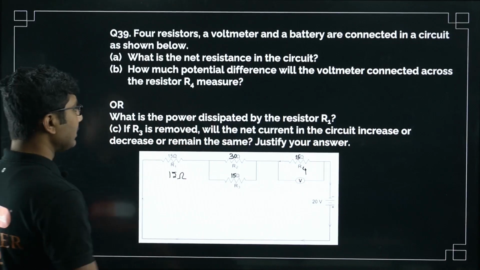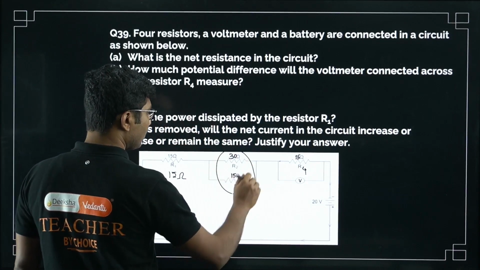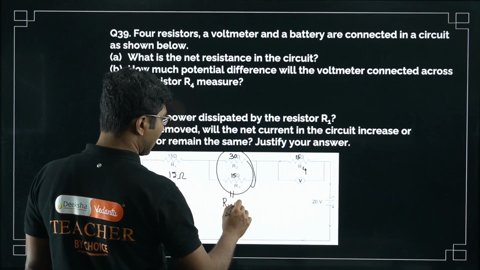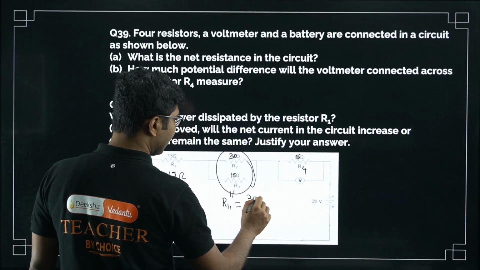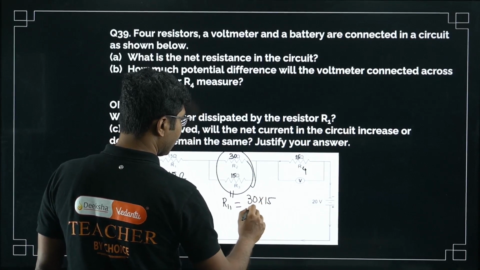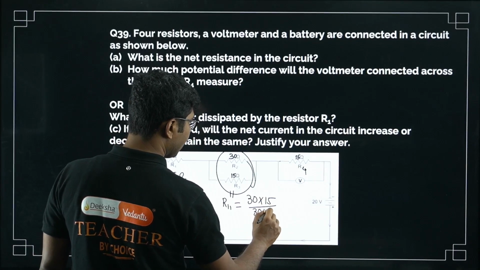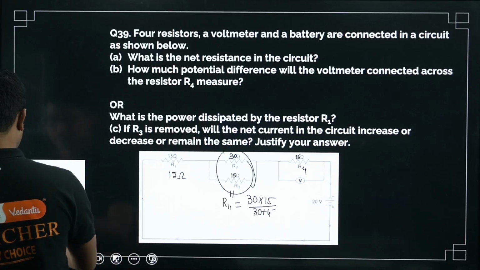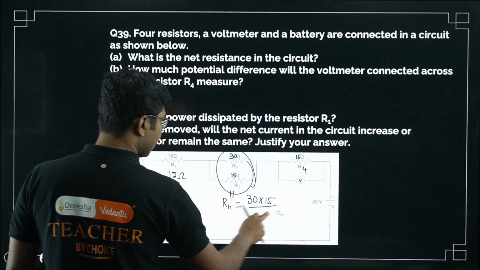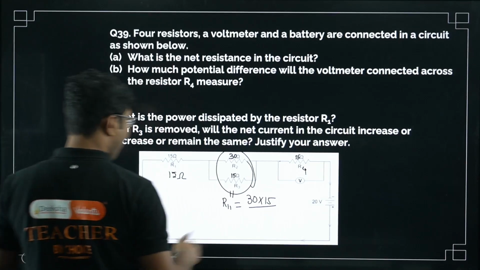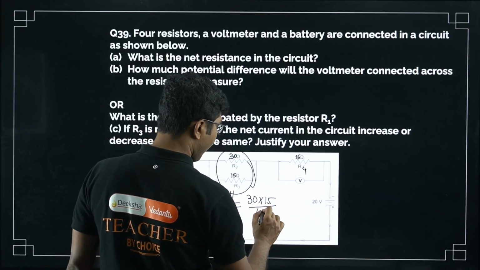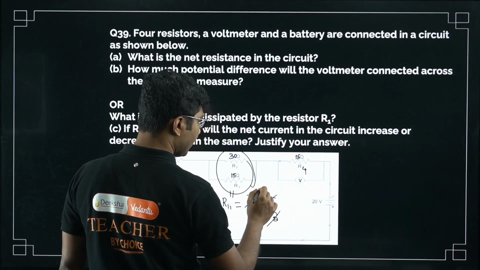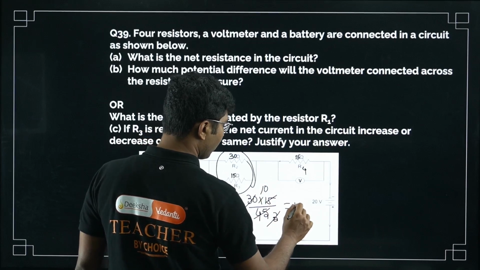So first of all, these two are connected in parallel. So first we will calculate this part. Say R parallel. So R parallel is, as I said, 30 into 15 divided by 30 plus 15, that is 45. 30 plus 15 is 45. So I am just writing it directly. 3 15s are 45, 3 10s are 30, so it is 10 ohm.